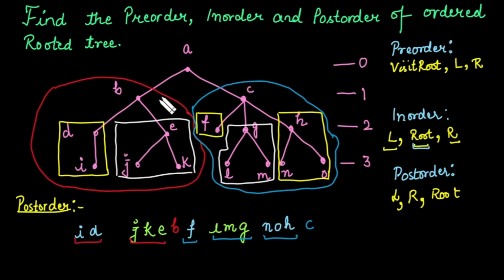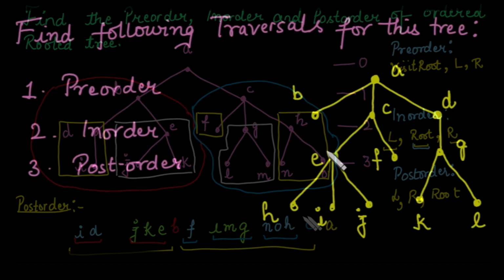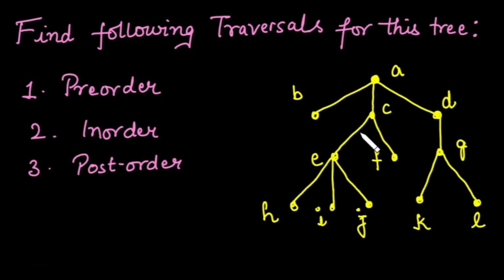Now move back to level 0 with the root A. Write the post-order for this. So left child, right child, and then last root. This is the final post-order traversal of the ordered rooted tree. Now you can find the following traversals for this ordered rooted tree with the root A: pre-order, in-order, and post-order, and drop your answer in the comment section below.